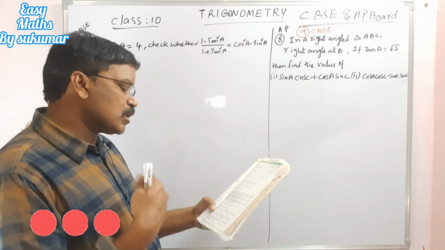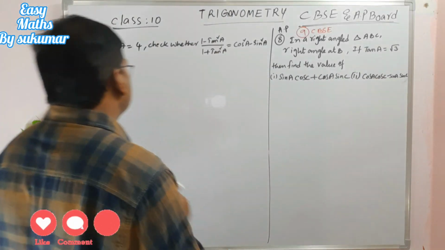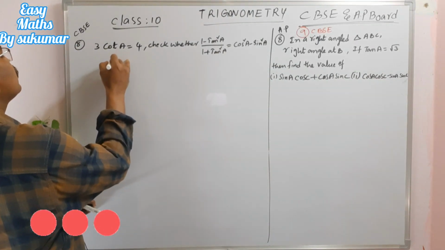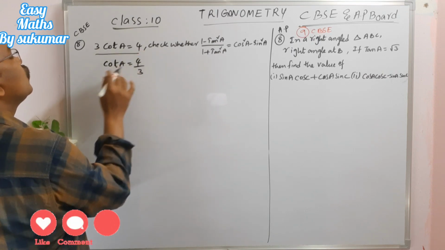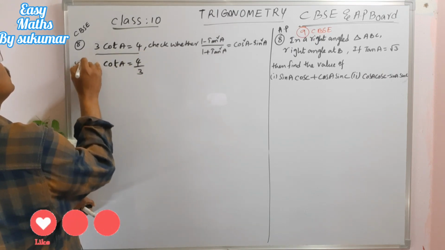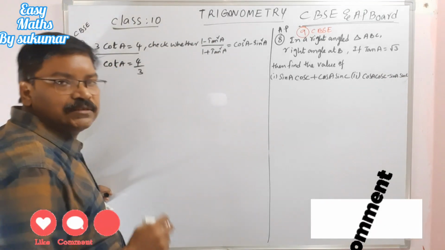Actually, this sum is not given in the AP State Board textbook, right? Okay. What is given here? Cot A is equal to 4 by 3. That means 3 cot A is equal to 4 means cot A is equal to 4 by 3.